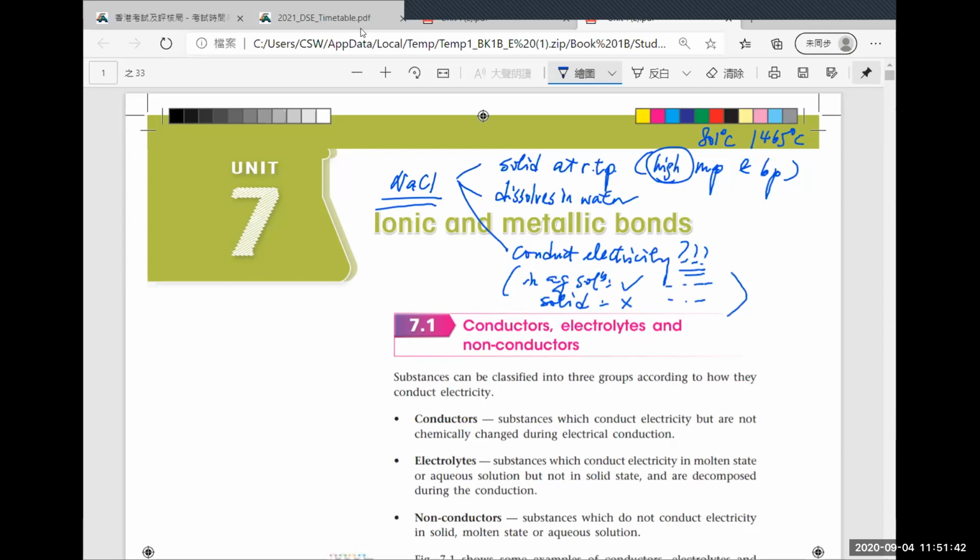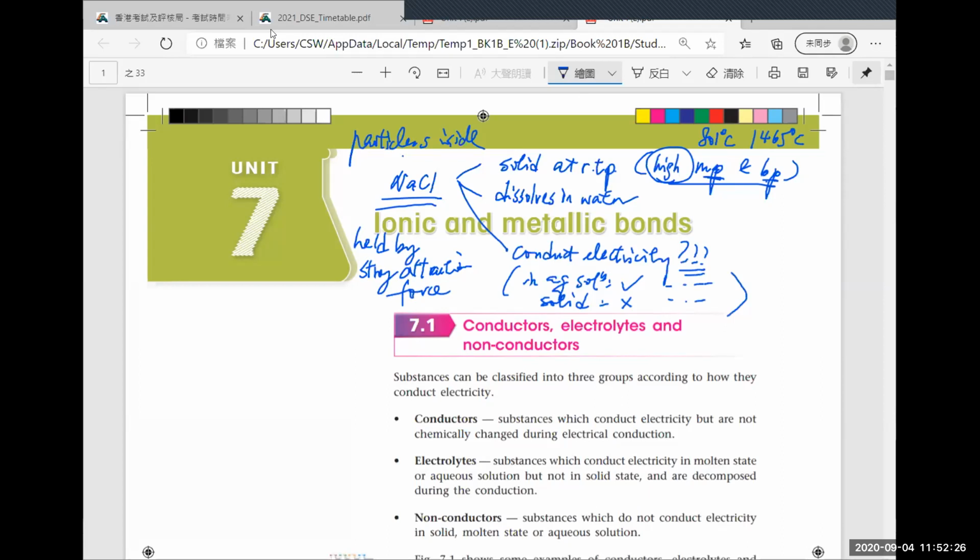So what do you tell about these special materials? If you talk about the high melting point and boiling point of sodium chloride, it means that the particles that make up the sodium chloride are held by some strong attraction force. Do you understand why melting point and boiling point are an indication of attraction force, right?